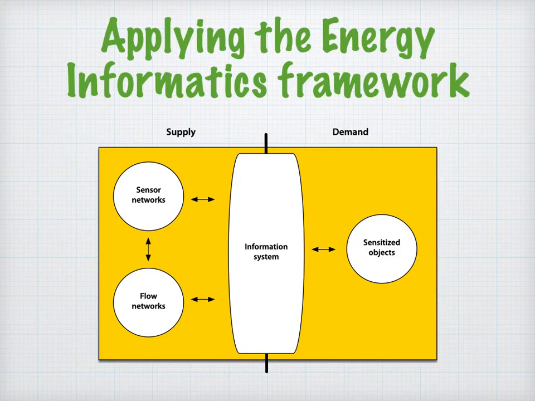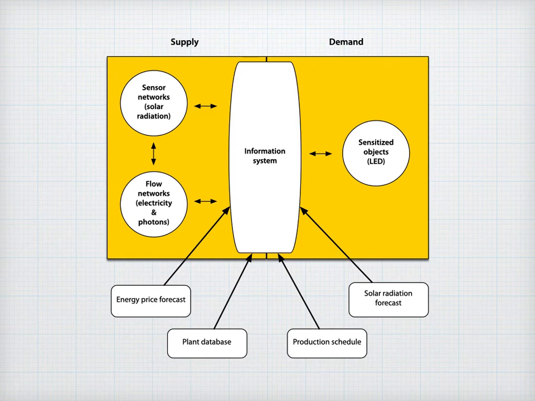We recognized that managing the lighting in a greenhouse is an application of the Energy Informatics framework that I introduced earlier. We need a sensor network that measures the current level of solar radiation being received in the greenhouse, so we know whether or not to supply additional photons to a plant.